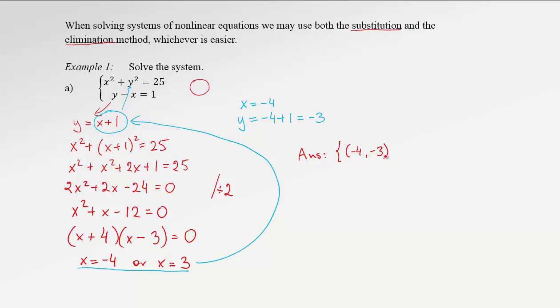But that's not the end. We also need to figure out what if x is 3. So if x is 3, then the corresponding y is, and again plug the 3 into the substitution equation, we have 3 plus 1 equals 4. So if x is negative 4, then y is negative 3. If x is 3, then y is 4. Okay, we can list this in our set of answers for the whole problem. The other point that satisfies the two equations is 3, 4.